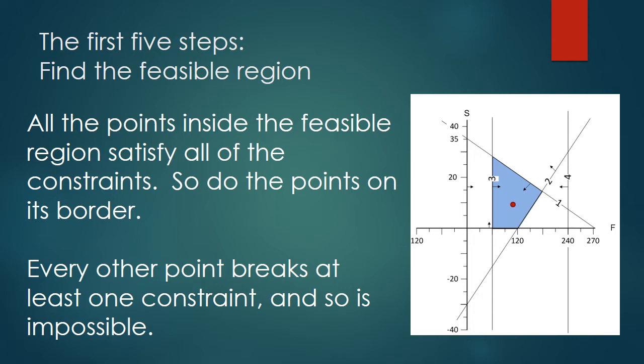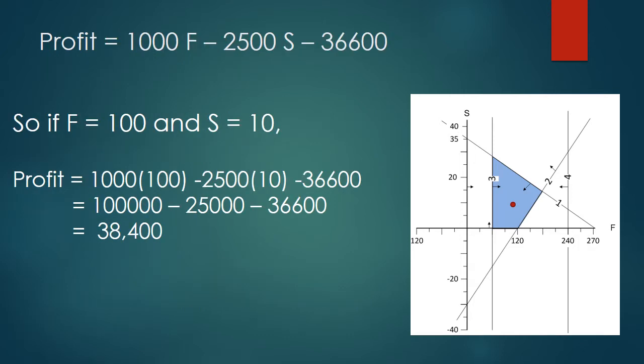Well, let's think about it a bit and see if we can figure out which of all those blue points might be the best. I want to make sure you see what's going on here, so let's stick with this particular solution for a moment. How good is it? Well, its quality is measured by how much profit it makes, and the top row shows the equation for profit. The red dot has F equals 100 and S equals 10, so I can stick those numbers into the profit formula and crank out the result. When the smoke clears, I've made $38,400 for that particular point. Not bad. Could I do better? Is there another point in the blue region where a similar calculation would give even more money?